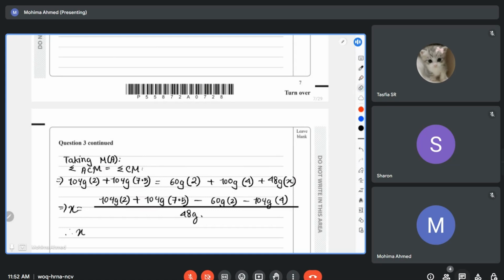No, yeah, this was, wait, 100, 104. Now this was supposed to be 100. When I was writing this, I made a mistake. Sorry. This was supposed to be 60 into 2, 100 into 4, and then 48G, right? Then it would remain the same. 104 into 2 plus 104 into 7.5 minus 120, right? And then minus 400 divided by 48.